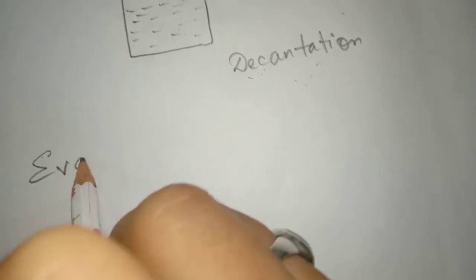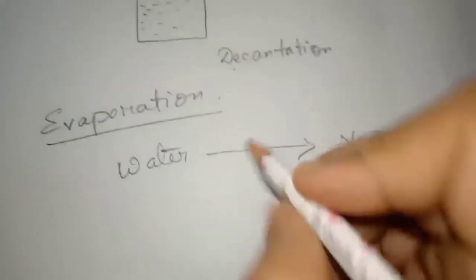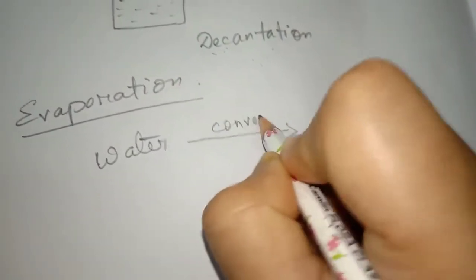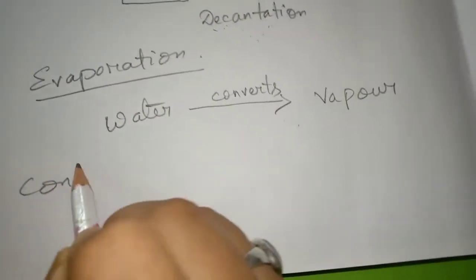First of all, let's see what is evaporation. The definition is conversion of water. If we have water, this water will get converted to vapor. So this is evaporation. It converts to vapor. And condensation is what? Just the opposite.